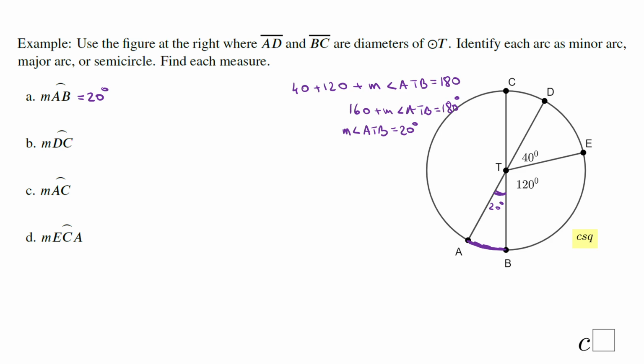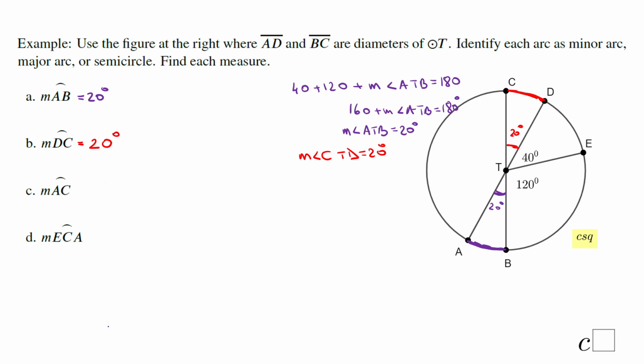So let's move to the next part. We need to find the measure of arc DC. DC is this arc here, and if you notice, it goes with this angle, angle CTD, and that angle has a measure of 20 degrees, right? 20 degrees here. Why? These two angles are congruent. They are vertical angles in case you need to justify your answer. So this one will be also 20 degrees.